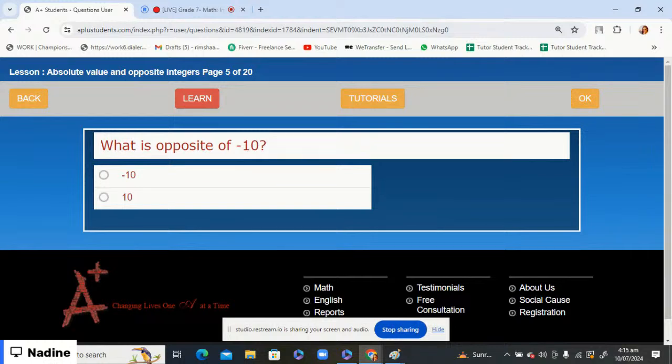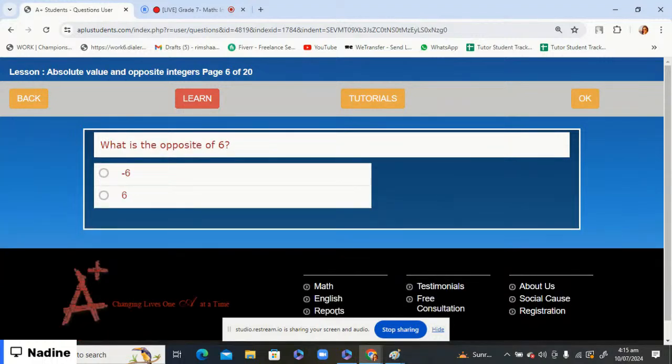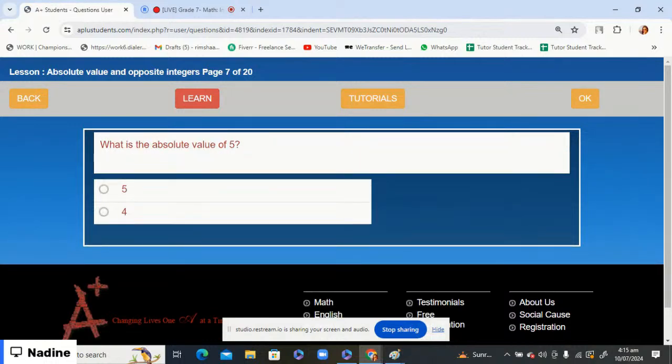I already told you if there is a minus sign, it can be changed into plus, and if there is a plus sign, it can be changed into minus. So now here is a minus sign, so when we change it, this becomes plus 10. Okay, this is the opposite. Now what's the opposite of 6? It's minus 6. Okay, this is the way that we need to find the opposites.